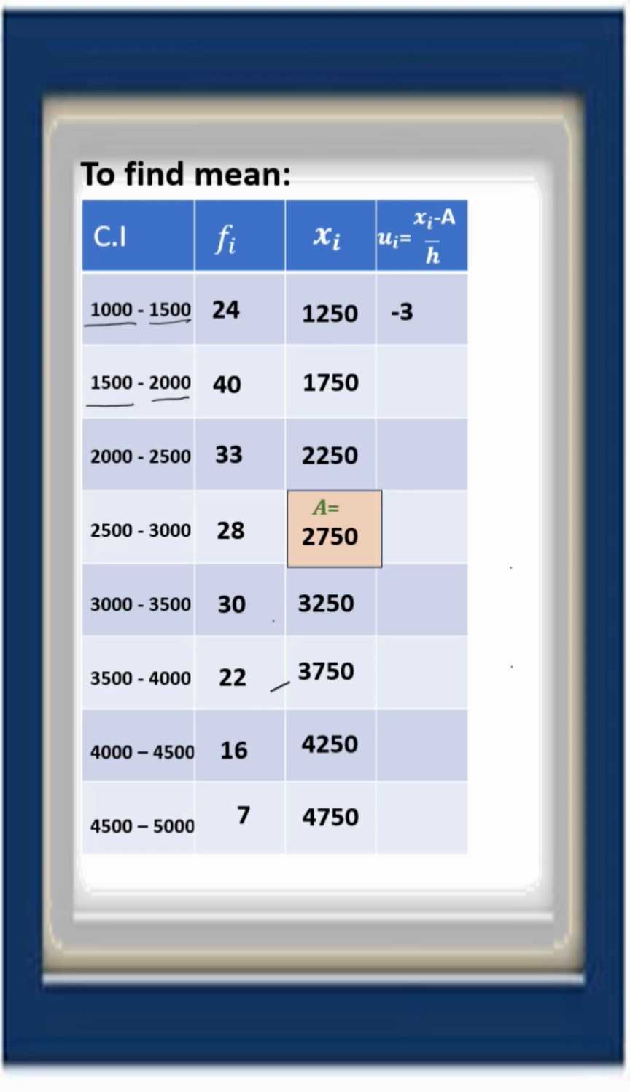Here also, 1750 minus 2750, you will get negative of 1000, divided by 500, negative of 2. 2250 minus 2750, you will get negative of 500, divided by 500, negative of 1. 2750 minus 2750 is 0. 3250 minus 2750 is 500, and 500 divided by 500 is 1.